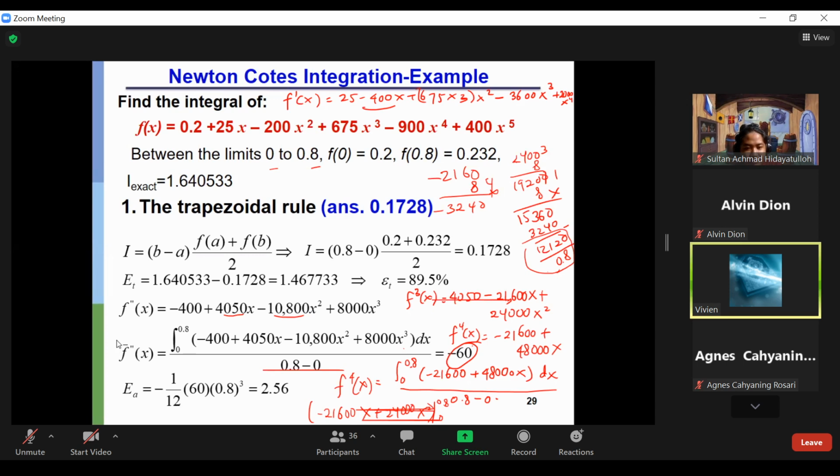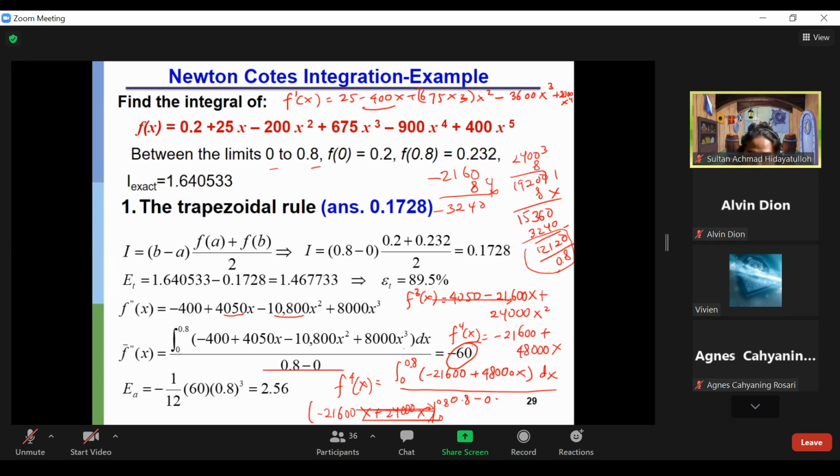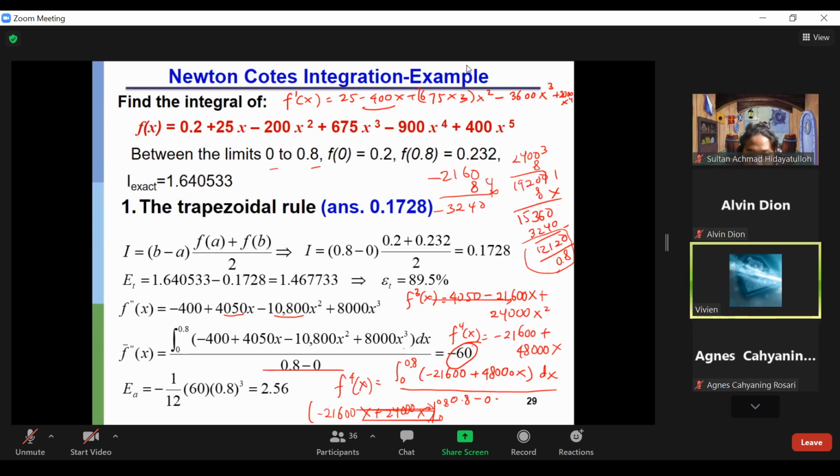So this is the difference. With the bar sign here, it means that this is the average. Okay. So that is to answer your question, Sultan.